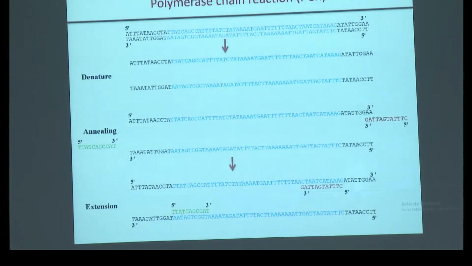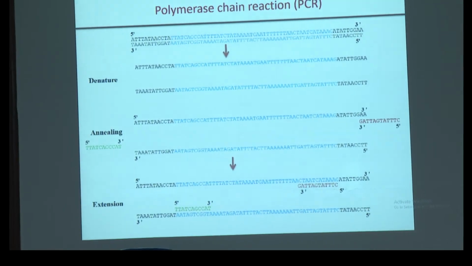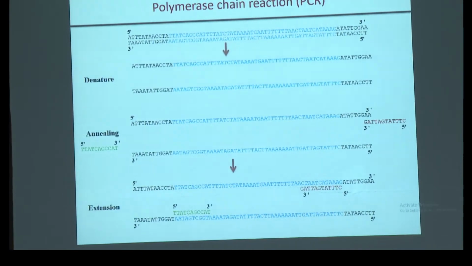Okay, so what happens in the first step? This is denaturation, right? The hydrogen bond breaks because we raise the block temperature. And how much is the temperature? 95. If I raise to 98, then what will happen? In some cases we raise it to 98. It depends on the ability of the enzyme to withstand that temperature. But we don't raise it for 4 or 5 minutes. We just raise it for 30 seconds.